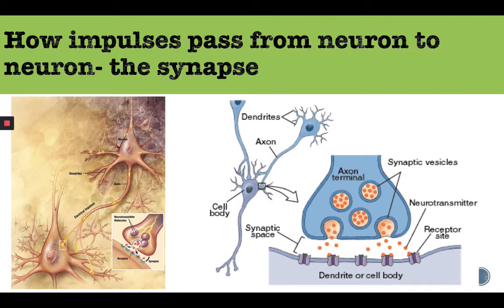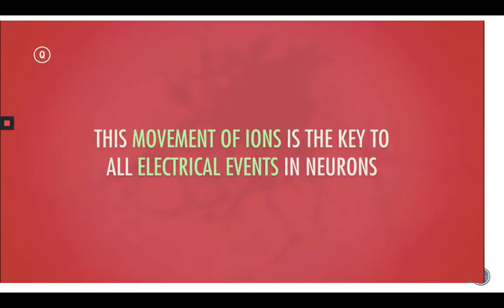How do impulses pass from one neuron to another neuron? The synapse. So today we're also going to talk about neurons and the synapse. Neurons use electrical signals to communicate along their lengths, and often use chemical signals called neurotransmitters to communicate with one another. The junction between two neurons, two nerve cells, we call the synapse.